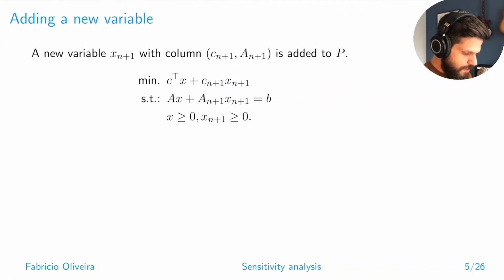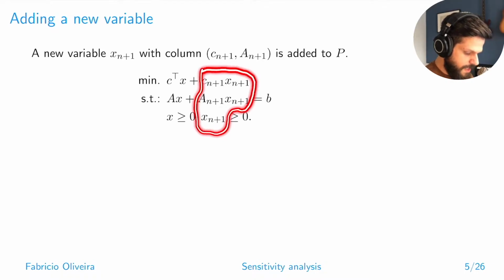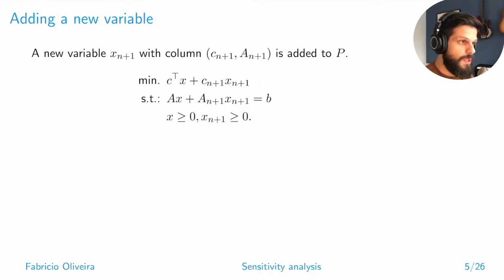Right. So in the case of adding a variable, what we're going to assume is that we have this variable x n plus 1 with a respective column associated with it, so a coefficient c and a collection of coefficients a. And that means that we are going to augment our problem to now have this additional part represented by these. Okay? And we want to understand how that affects the optimal solution I found for my original problem P when x n plus 1 was not added.